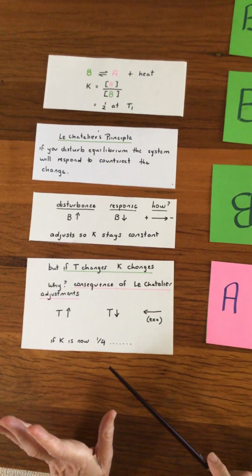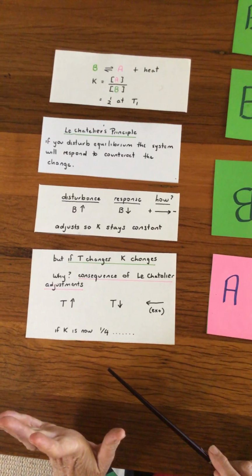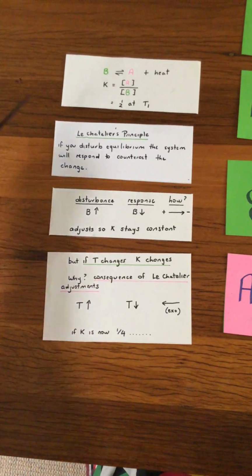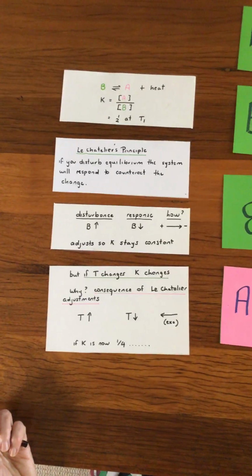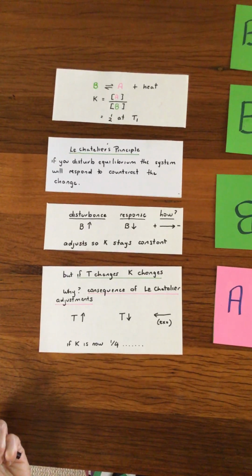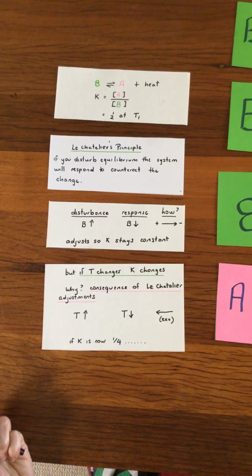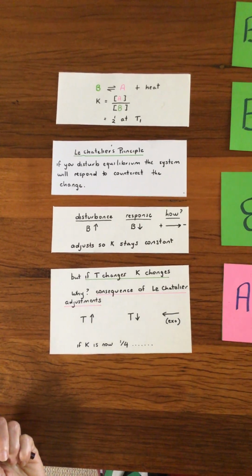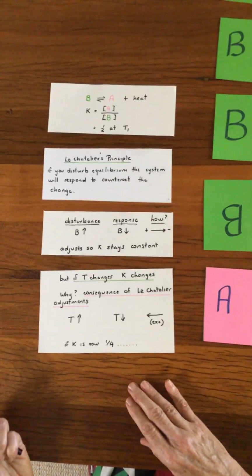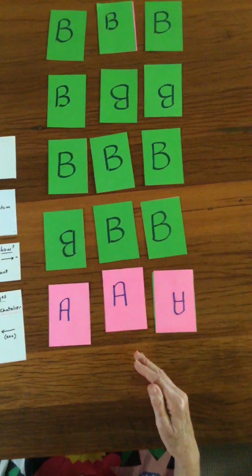So just to summarise, Le Chatelier's principle works for explaining concentration, pressure, volume, temperature changes, but the consequences for the equilibrium constant are different whether we are changing concentrations or temperature. Temperature will give us a new equilibrium constant.